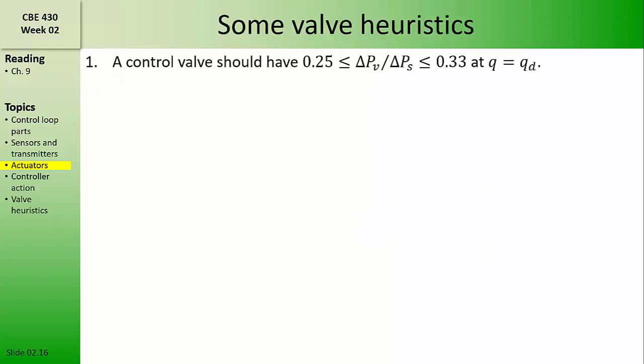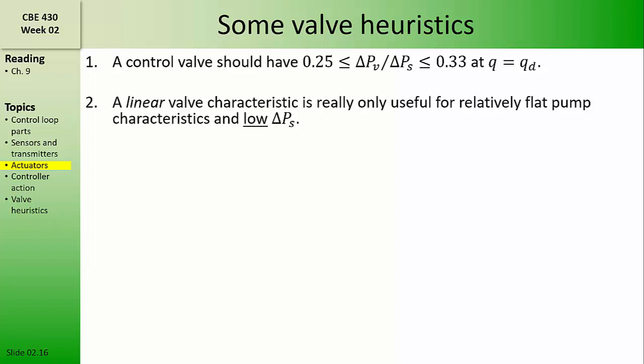Some heuristics for sizing control valves. In most cases, control valves should account for about a quarter to a third of the total pressure drop across the system. If the pressure drop across the control valve is too large, this increases the costs associated with pumping the process fluid. Alternatively, if the pressure drop across the control valve is too small, then the valve is oversized and the range of available flow rates will be limited.